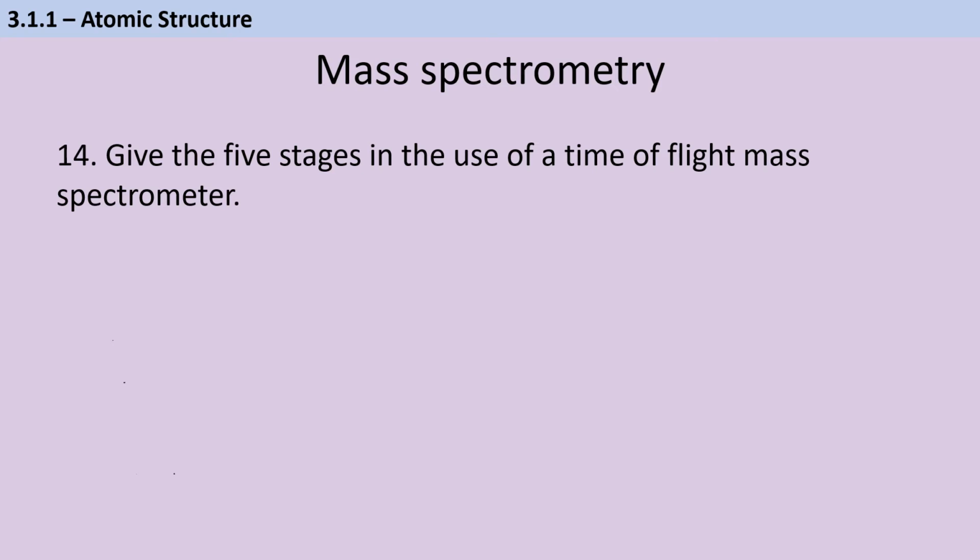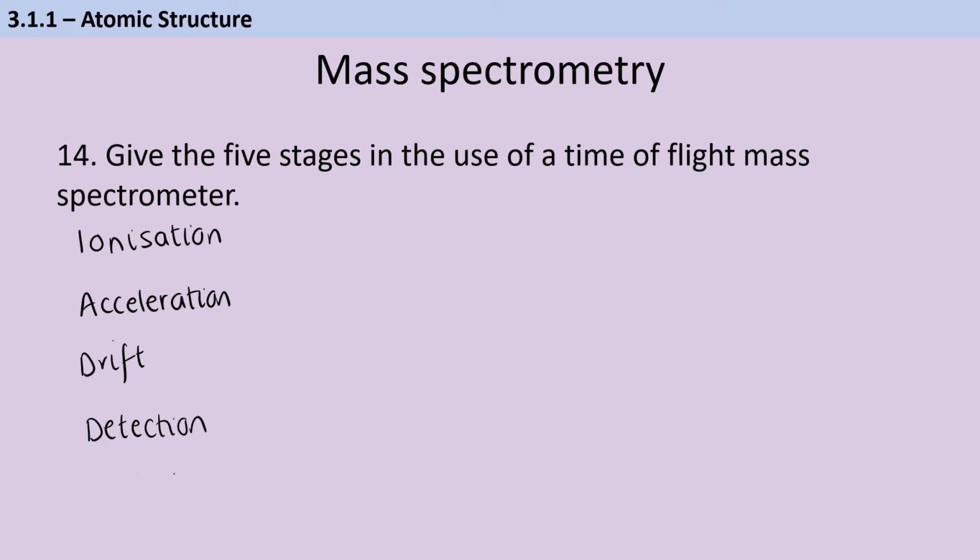The 5 stages in time-of-flight mass spectrometry are firstly ionisation by one of two methods, then acceleration of the different ions until they have constant kinetic energy, then drift, then detection when they hit the negative plate, and finally analysis.